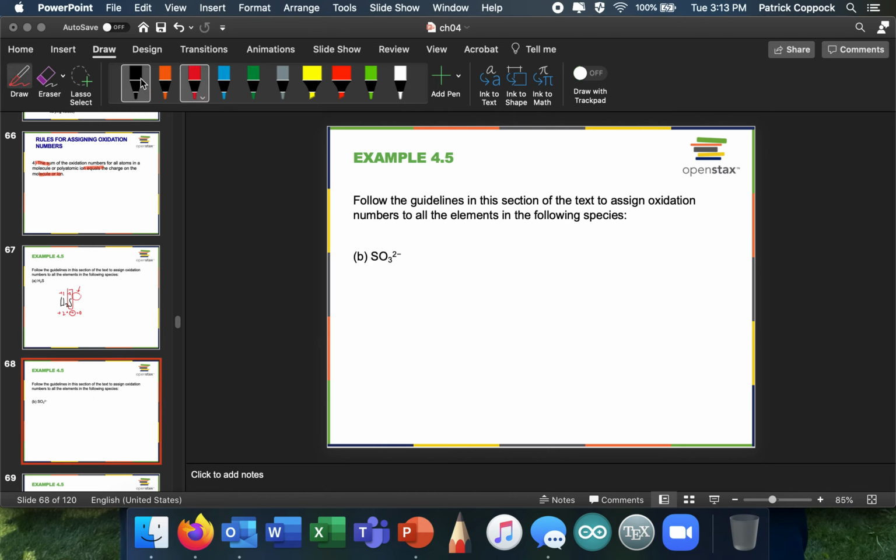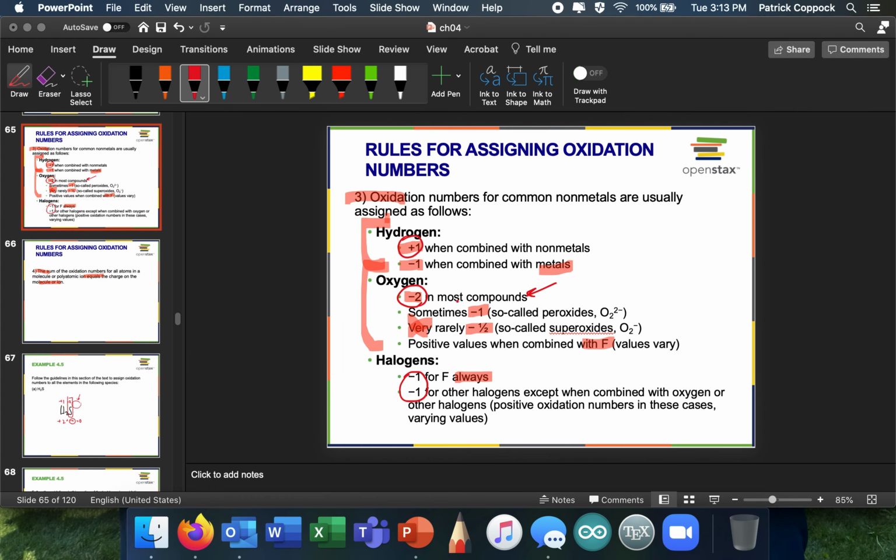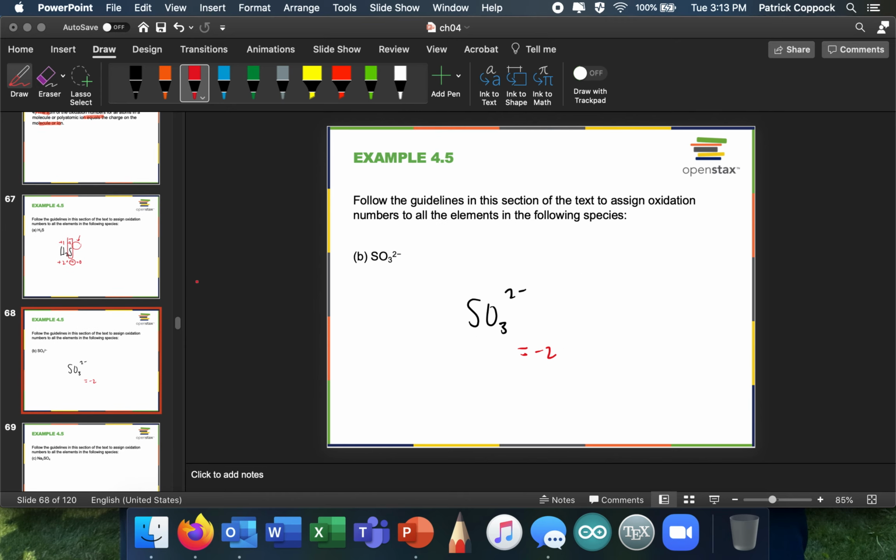Let's do SO3 2-. I'm always going to do my little math on the bottom. I can see that the sum of everything is going to have to be -2 because that's what the charge is. Oxygen has a tendency to be -2 unless it's a peroxide or something else, but it's usually -2. So this must be -2.